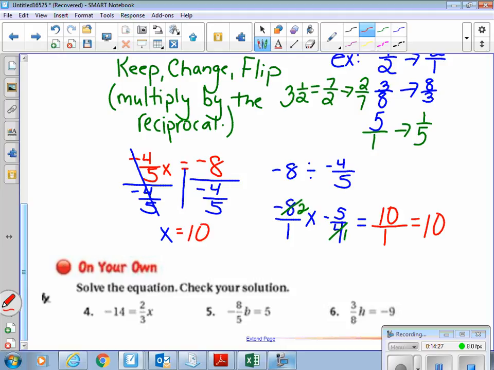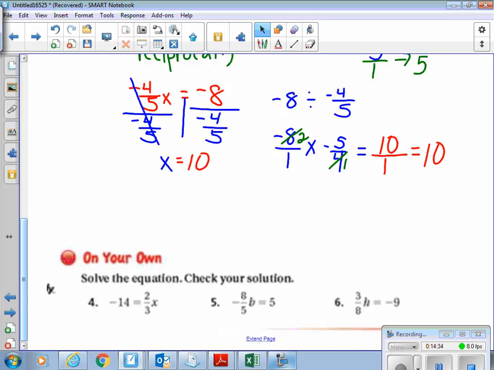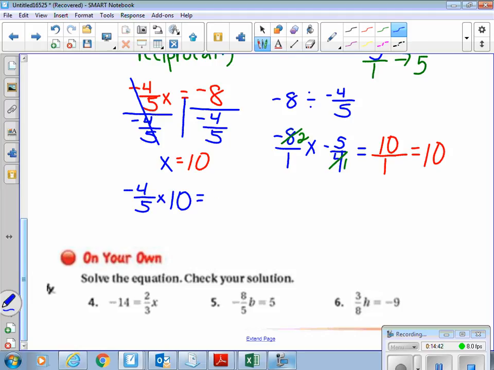Then what would I do final? I'm going to check my answer. So again, I'm going to push that down. Let's substitute it back in. -4/5 times positive 10. Does that equal -8? Well, a negative times a positive is definitely a negative. We know that for sure.